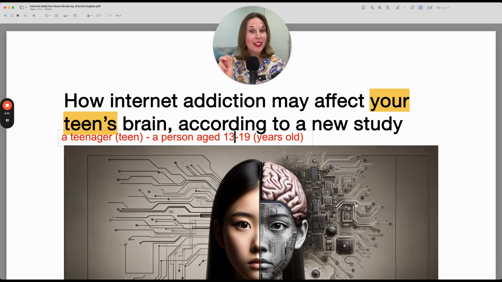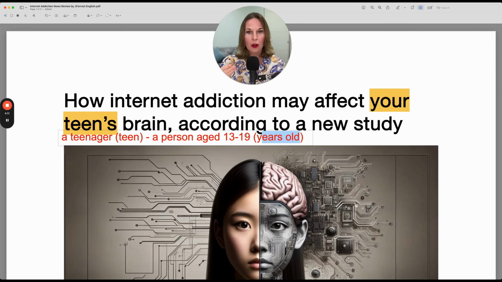So those are the teens. The first teen is 13, 12, 13. And the last teen is 19, 20. So this age range represents a teenager. Now you can just say age 13 to 19. This dash is verbalized as "to": 13 to 19. You can also say years old, but it's not required.